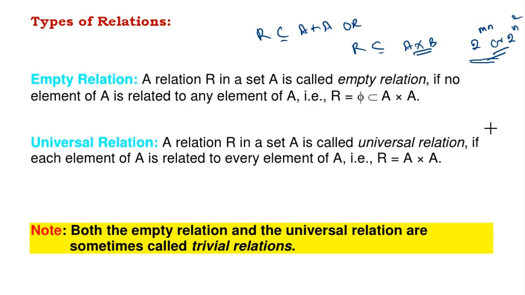The two formulas: 2 power n square is the total number of relations defined in a single set, and 2 power mn is the total number of relations defined between two non-empty sets. Here m is the number of elements in A, and n is the number of elements in the codomain. Okay, so this is a point to be noted, very important.